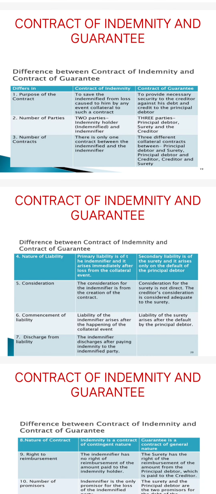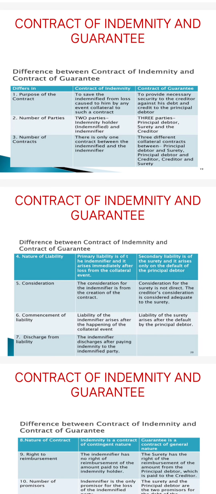Next, the difference between contract of indemnity and contract of guarantee. The first difference is purpose of contract. In contract of indemnity, to save the indemnified from loss caused to him by any event collateral to such a contract. In contract of guarantee, to provide necessary security to the creditor against his debt and credit to the principal debtor.